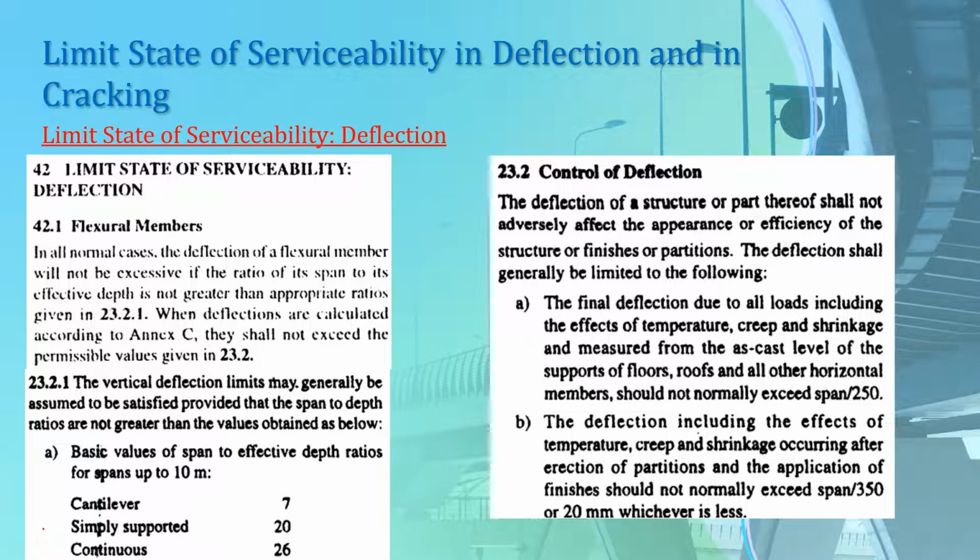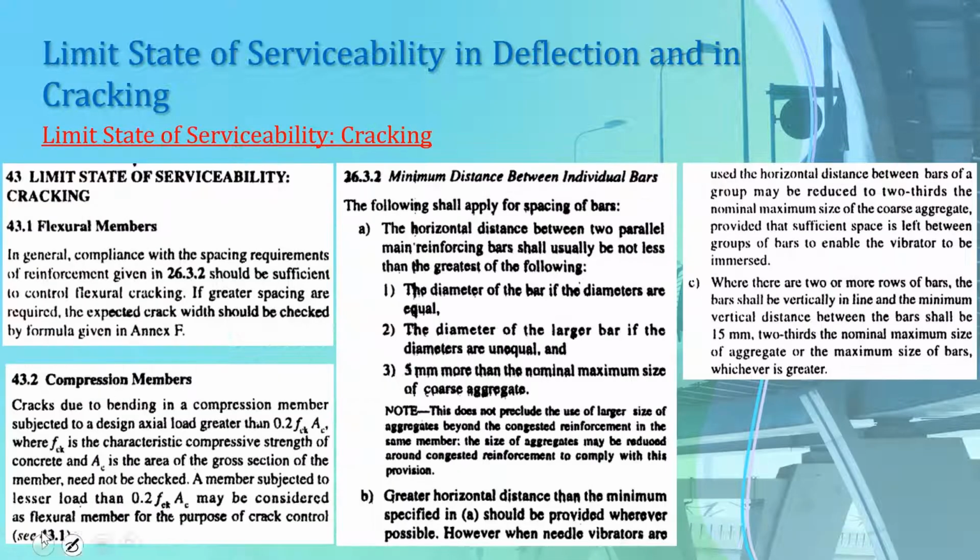And finally, we have the limit state of serviceability. One is the criteria for deflection, which is given in clause 42 of IS 456. And then we have another limit state of serviceability for cracking, which is given in clause 43. These sections also we will discuss in detail when we are discussing the limit state of serviceability in a separate chapter.